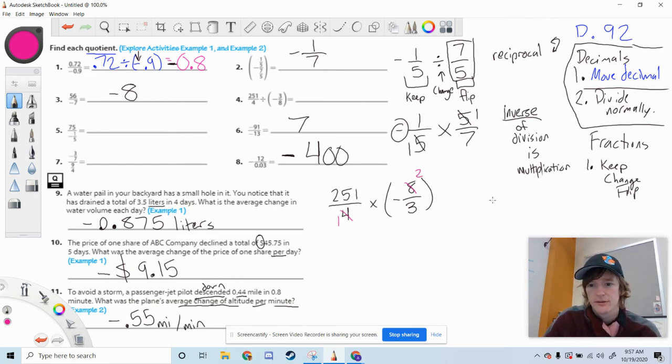So let's do some scratch work over here. 251 divided by 3. 3's in 2? No. 3's in 25. I know 3 times 8 is 24. Oh, this isn't actually going to work, is it? These aren't compatible. So this is 1 and 1. 3's in 11. So this actually doesn't even work.